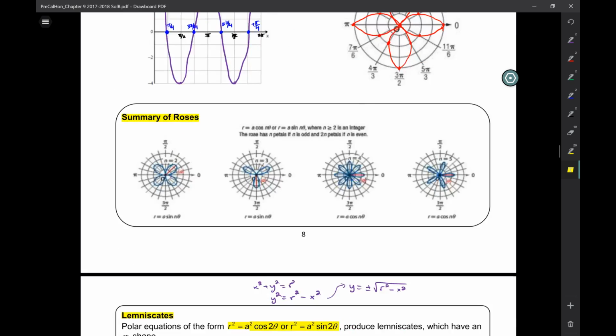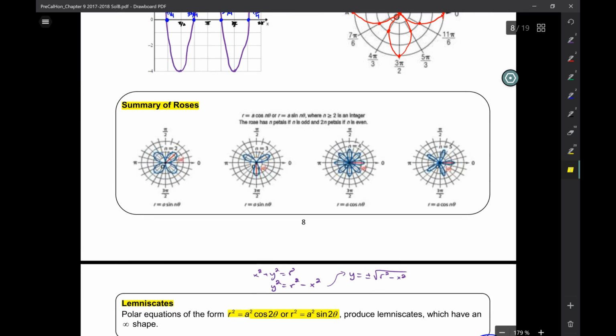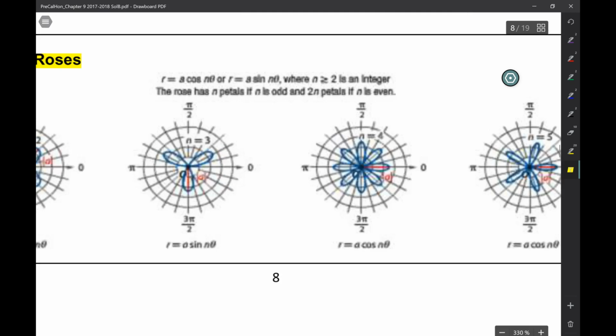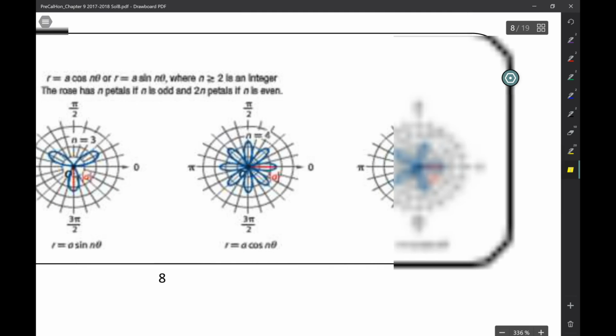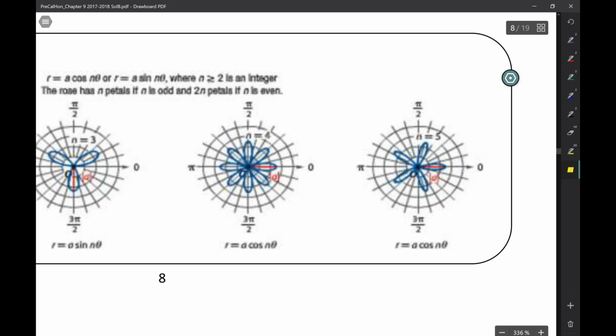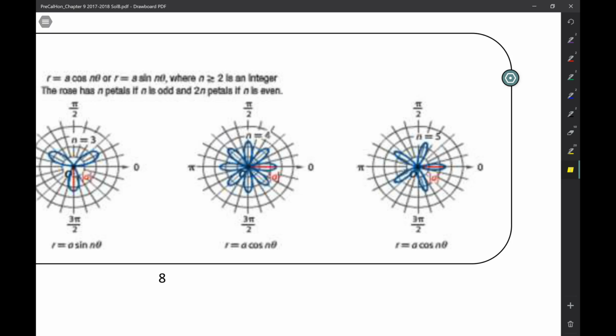And this one? Right, okay? You could see here, for example, that this one, the one on the very right that's blurred, is symmetric to what? The polar axis, right? The polar axis, because if you fold it vertically, okay.